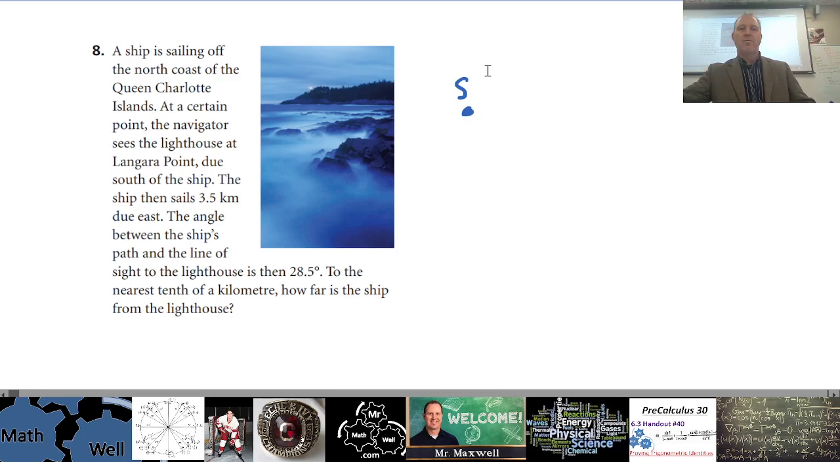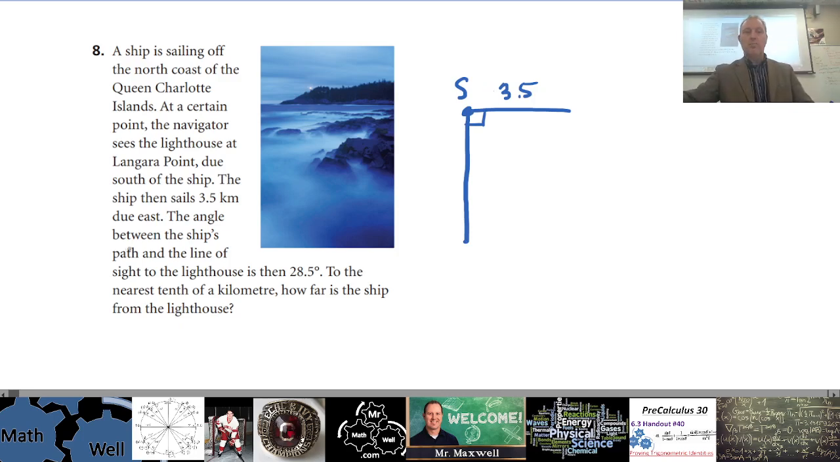Okay, so due south of the ship, guess what? We're going to draw a straight vertical line because we're thinking about a map. So due south is straight south. Due south of the ship. It doesn't give you a distance here. The ship then sails 3.5 kilometers due east. So we are dealing with a right triangle here because the directions on the map, the lines, are perpendicular to each other. So here's where we get our right triangle.